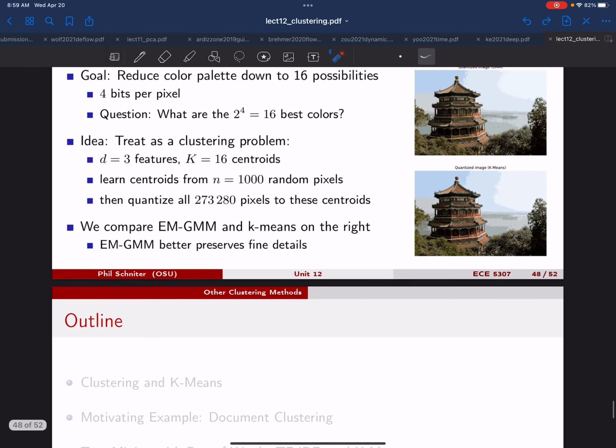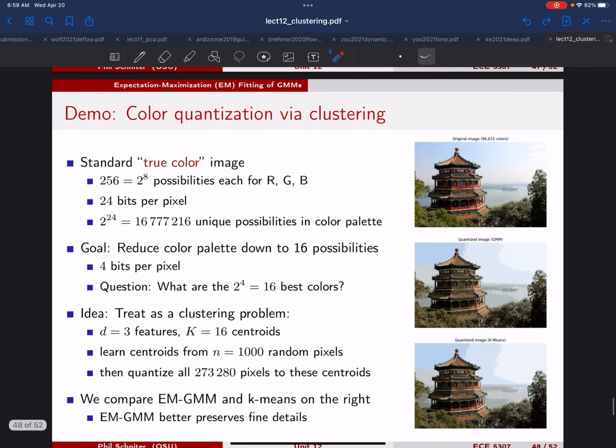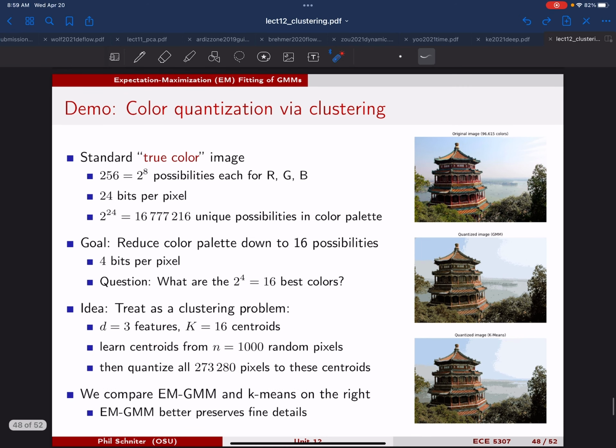Okay, so the very last slide then is let's do an application of this to a problem of color quantization. So this might seem like a strange problem, but the idea is it's a form of image compression where we want to use many fewer than the amount of colors that we usually allocate to an image.